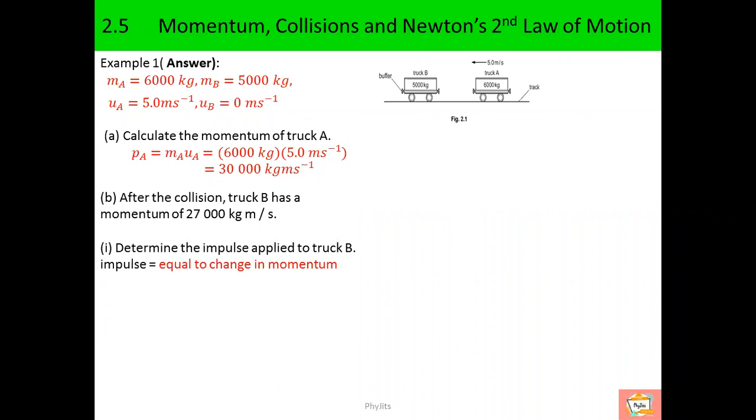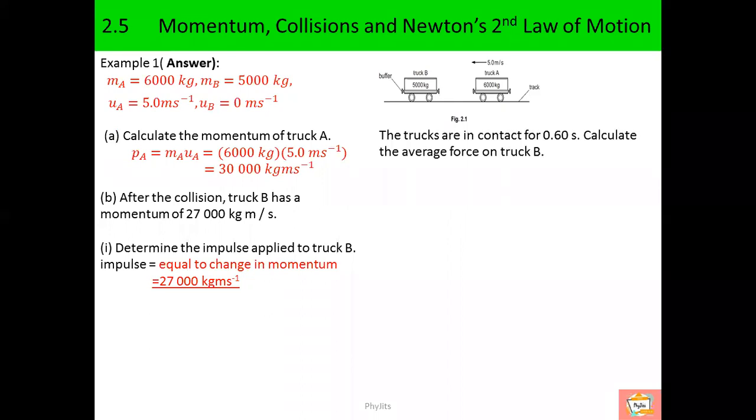Okay, so the question says determine the impulse. Impulse is equal to change in momentum. Initially, truck B has no momentum. After collision, it has momentum. So the change in momentum is from 0 to 27,000, so the change is only 27,000. They were in contact for 0.6 seconds, so again, a fraction of a second. That tells you this is an impulsive force. It happens very fast. They collide with each other very fast.